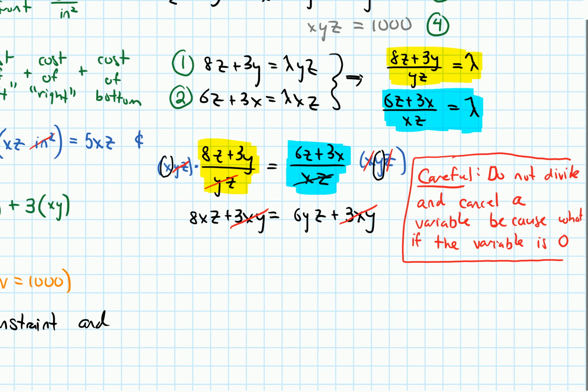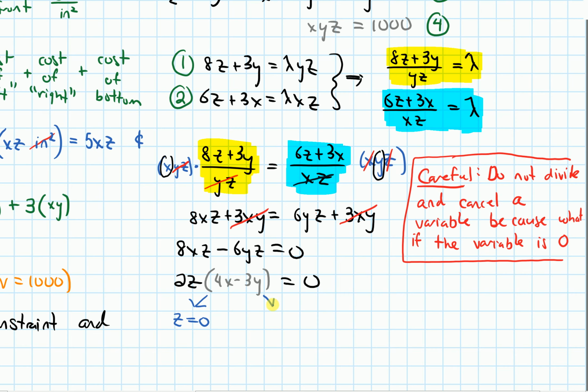Okay, instead, let's move all the terms to one side: 8xz minus 6yz equals 0. And then factor. I notice that 2 and z are common. And if I factor that out, I'm left with 4x minus 3y equals 0. And from this, we get two possibilities. Once it's factored, from the first factor, I would get that z equals 0. From the second factor, the 4x minus 3y, we get that 4x equals 3y.